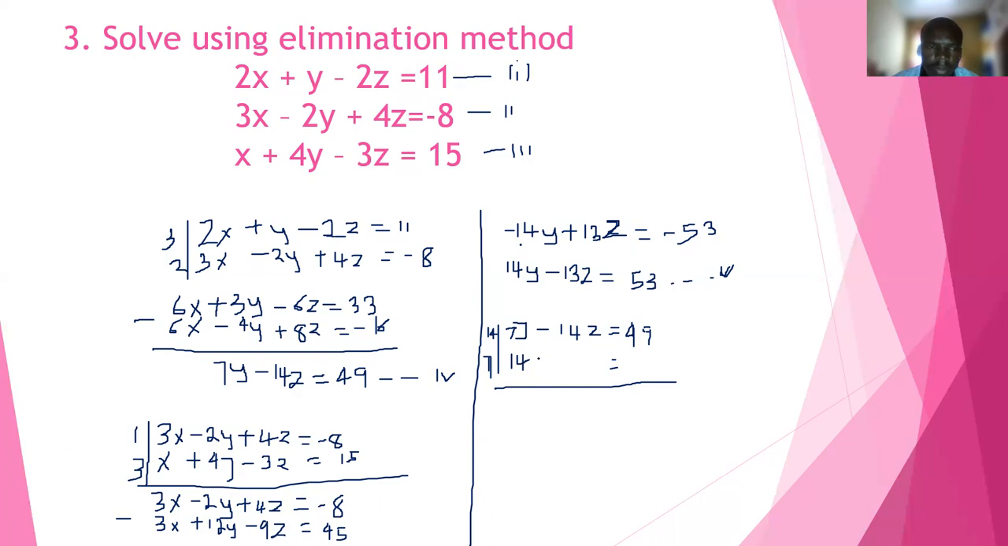14y minus 13z is equals to 53. So the first equation there will be 14 times 7, 14 times 7, which is now 98. 98y minus 196z is equals to 686.